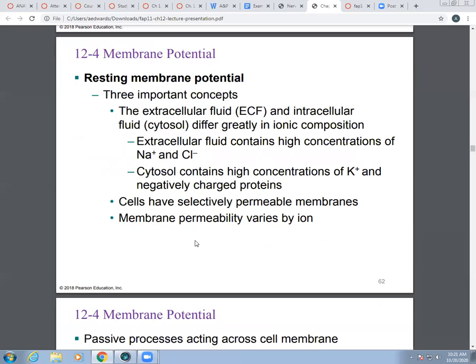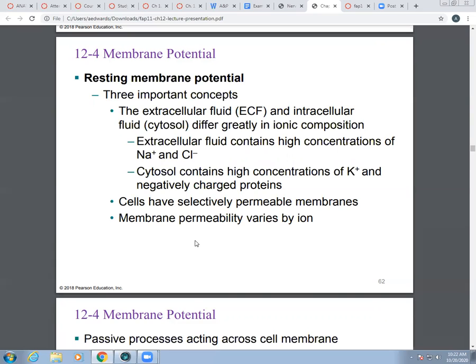So that resting membrane potential. There are three important concepts here. There's a big difference in composition between the extracellular fluid and the intracellular fluid. In your extracellular fluids, you have high concentrations of sodium and high concentrations of chloride. In your cytosol, you have high concentrations of potassium and other negatively charged proteins.